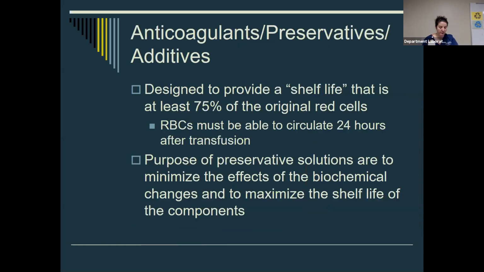All right, so our anticoagulants and preservatives. The anticoagulants are designed, number one, to keep our blood from clotting, and then we can also add some preservatives to extend the shelf life of our red cells. When we extend the shelf life of our red cells, we want at least 75% of the red cells to be viable to last at least 24 hours in our recipient. Most of them are going to last longer than that, but they need to last 24 hours or greater once transfused.